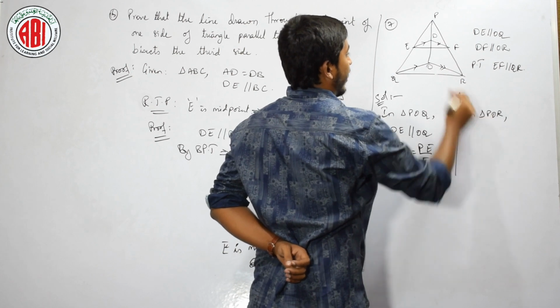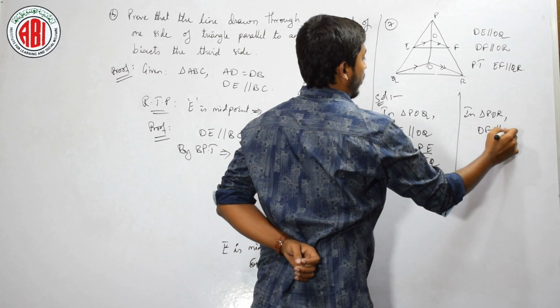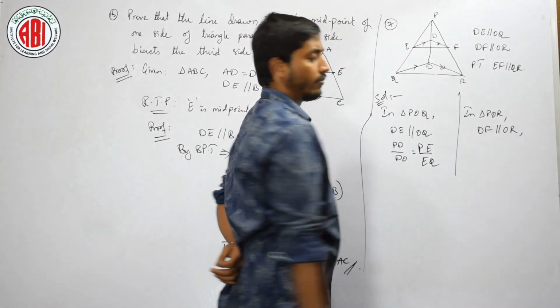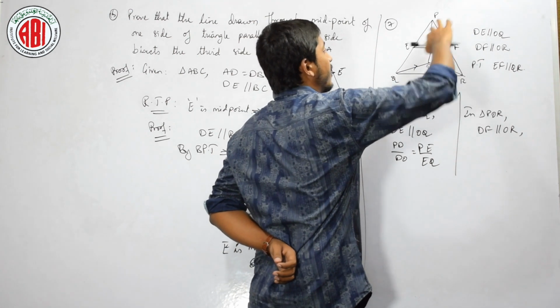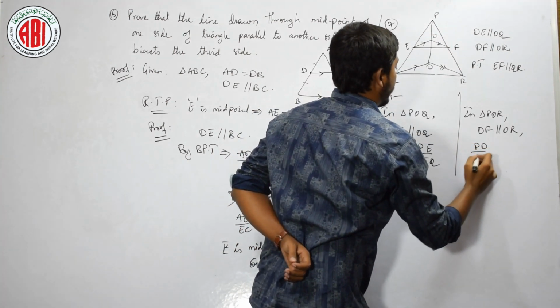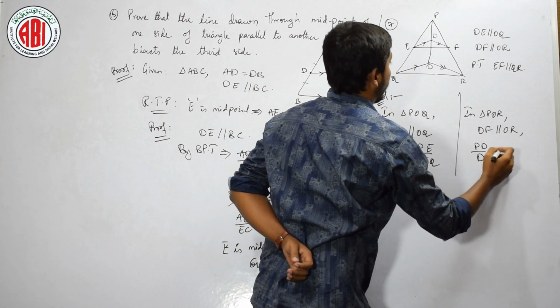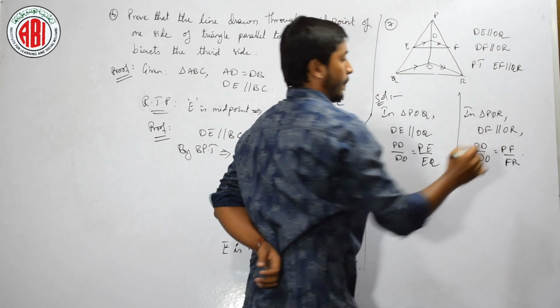What is the condition given? DF is parallel to OR. What is the condition? Again the same: PD by DO is equal to PF by FR.